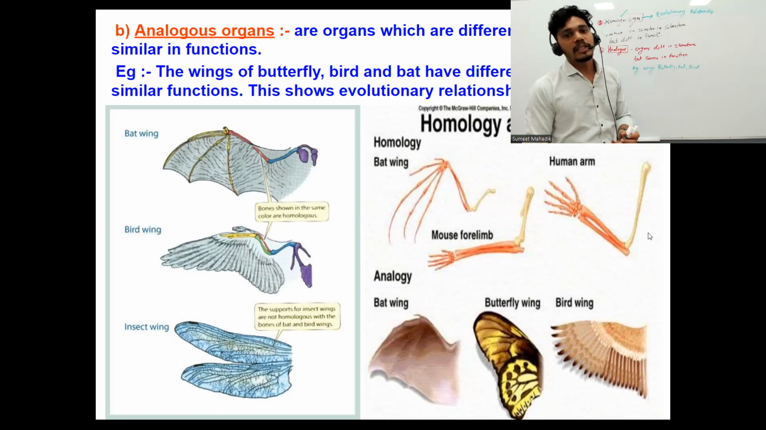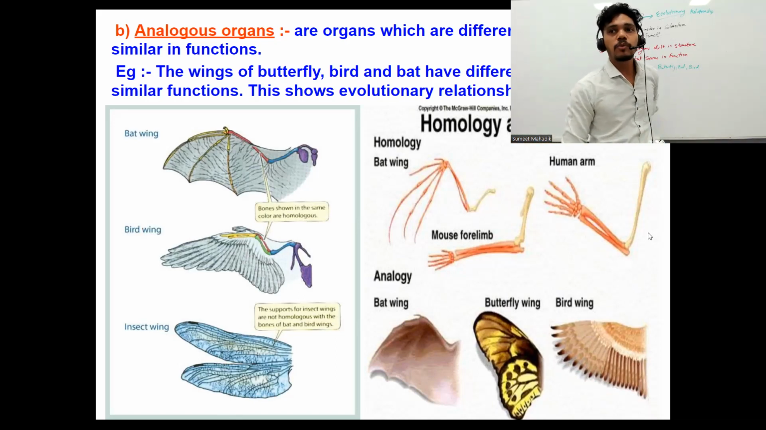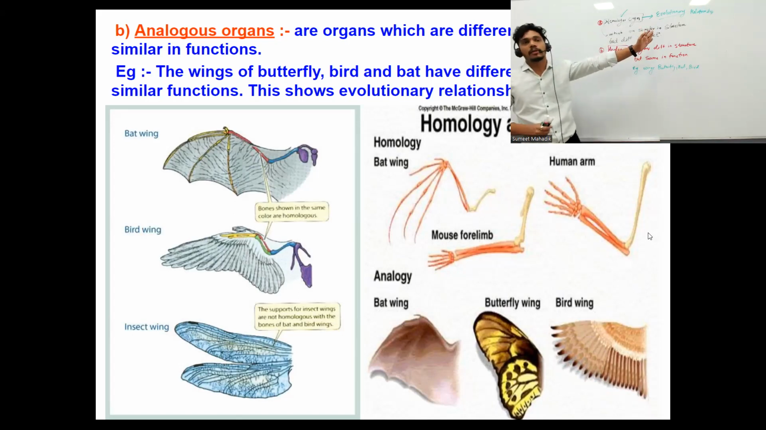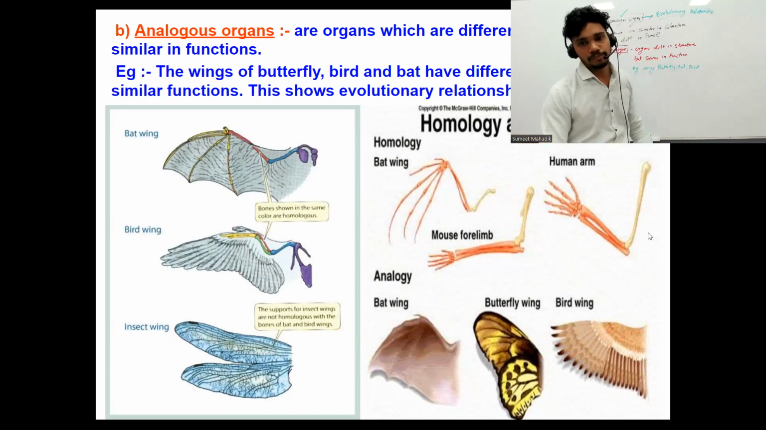Okay. So this shows the evolutionary relationship. Again, this is the link between them. They are giving the link. Something is common between them. Something is common in structure, something common in function.